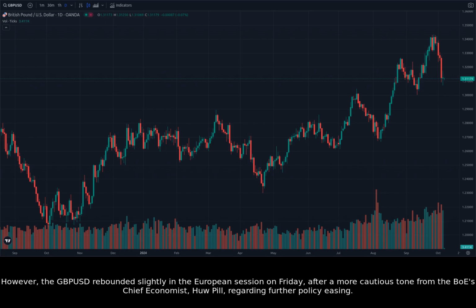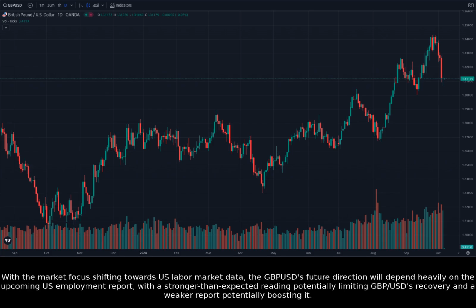However, the GBPUSD rebounded slightly in the European session on Friday, after a more cautious tone from the BOE's chief economist, Huw Pill, regarding further policy easing. With the market focus shifting towards U.S. labor market data, the GBPUSD's future direction will depend heavily on the upcoming U.S. employment report, with a stronger-than-expected reading potentially limiting GBP/USD's recovery and a weaker report potentially boosting it.